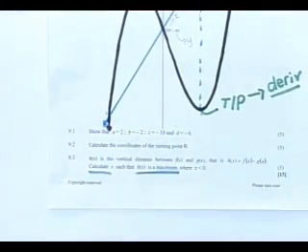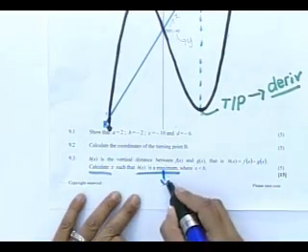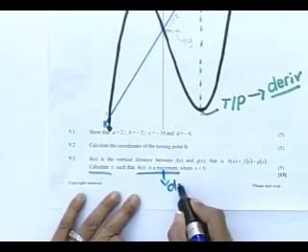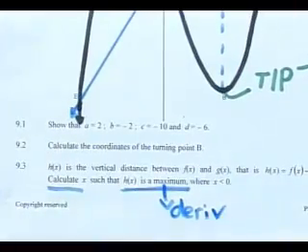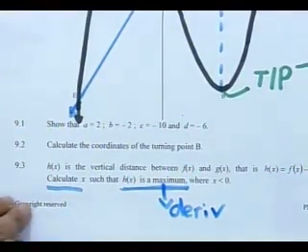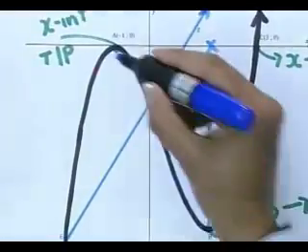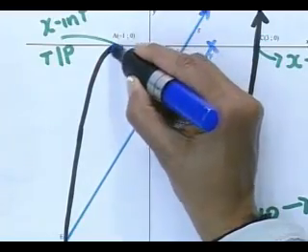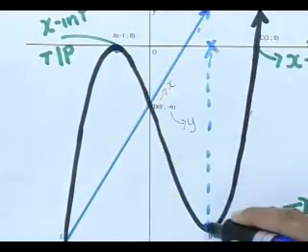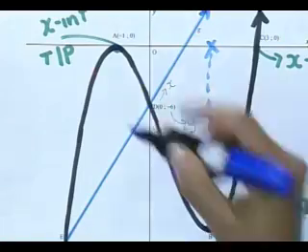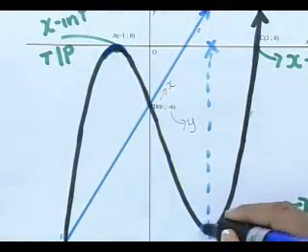I tell my students, if you see the word maximum, work out your derivative. Why do I work out my derivative? Because the maximum occurs at the turning point. Even if they said minimum, you do exactly the same thing. If you see the word maximum or minimum, grade 12, work out the derivative.